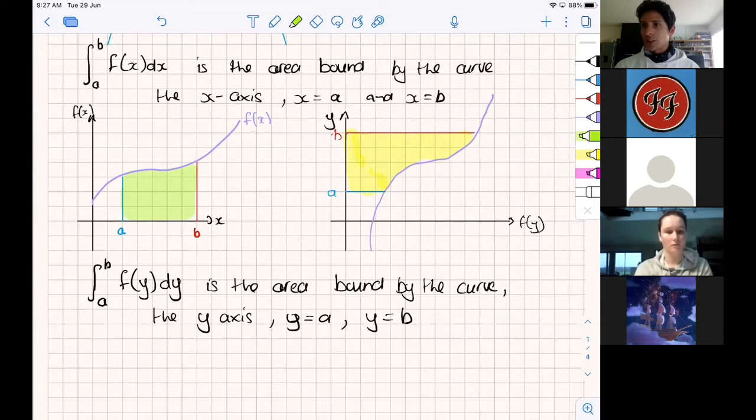Yeah. Now, obviously, you won't have an equation for y equal to something here. You would have an equation for x equal to something, right?